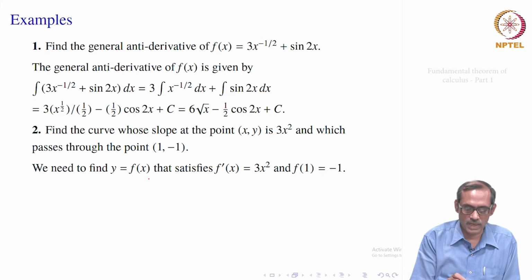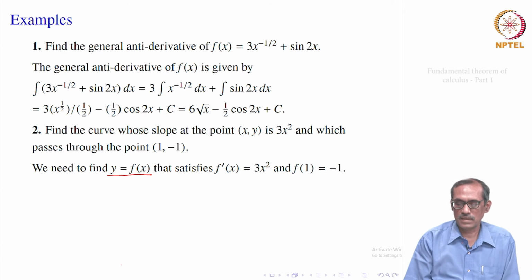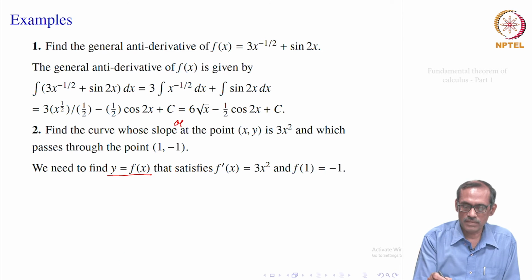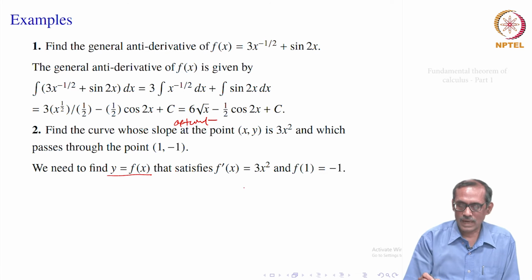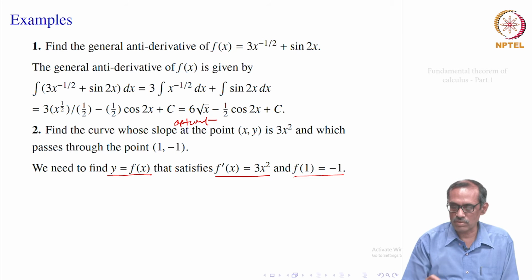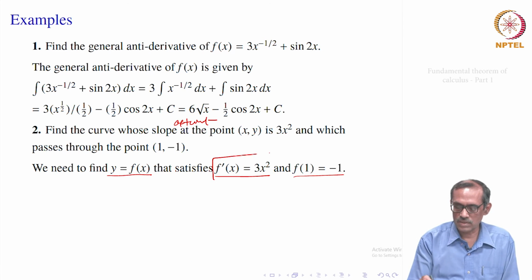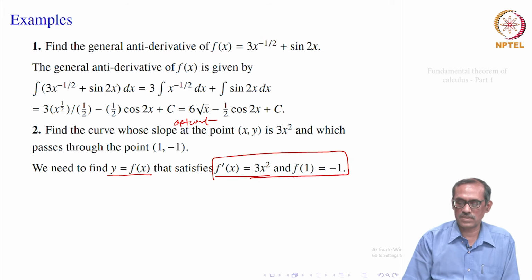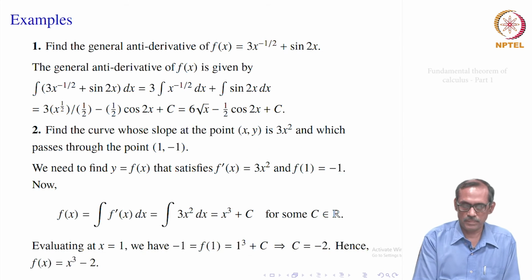Let us reformulate again. We want to find y equal to f of x. So, its slope of the tangent at the point x y, that means f prime x, is equal to 3x square, and it passes through the point 1 minus 1, which means f of 1 equal to minus 1. So, we have f prime x equal to 3x square and f of 1 equal to minus 1. These two things we have to solve and get what this f can be.